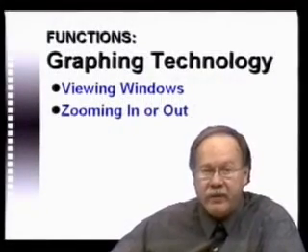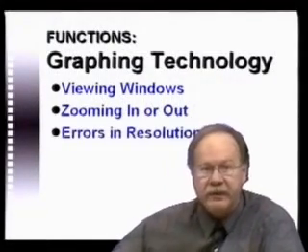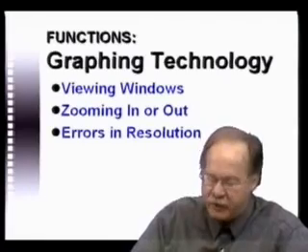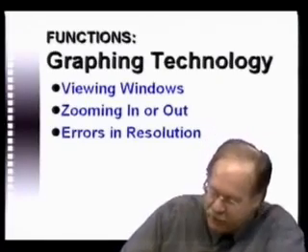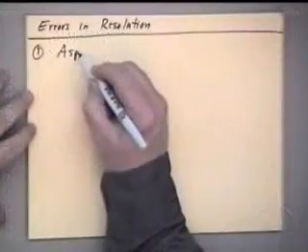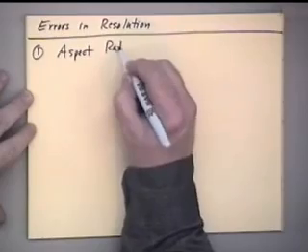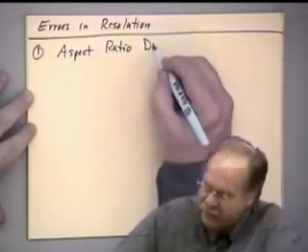Finally, there are some common errors you should be aware of when you use graphing technology. Errors in resolution. One of them is, if you look at the aspect ratio, you might have a distortion.